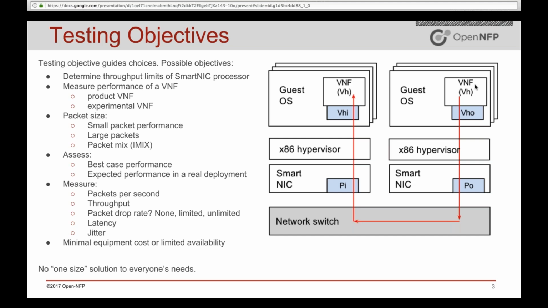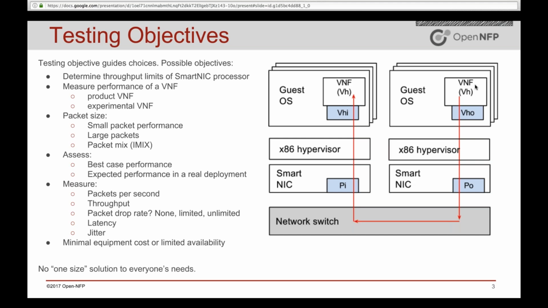Do you need to measure how many packets are dropped, or impose a limit on the threshold, the amount of packets that can be dropped? Further, do you care about latency of packets and jitter? Because that will dictate what kind of equipment you're going to need. And finally, what's your budget? Do you have access to high-speed traffic generators, or are you trying to do this with minimal resources?